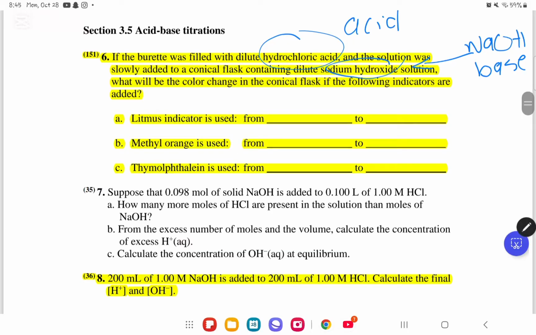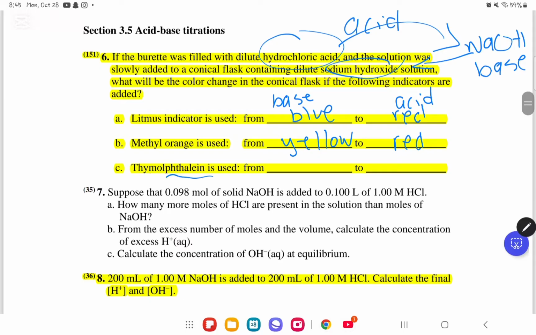So what we're doing is that we're putting acid into the base. So what's happening is that it's changing from a base to an acid. So base in litmus is blue to acid, which is red. Methyl orange, base is yellow, and for the acid it is red. And then thymolphthalein, in the base it is blue, however in the acid it has no color.